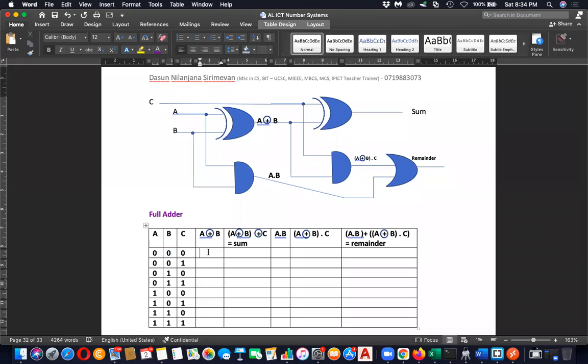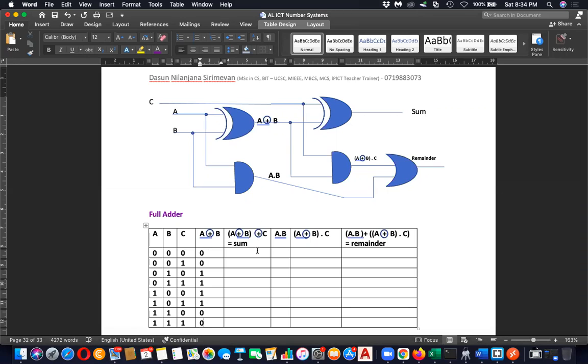Please fill the answers. A XOR B: 0 0. Next, A XOR B: 0 0. Next, A XOR B: 1 1. A XOR B: 1 1. And this is 0 0. And the next one 0 0.